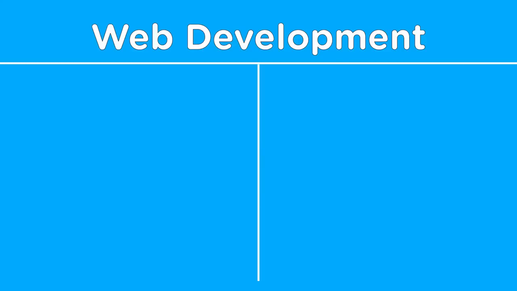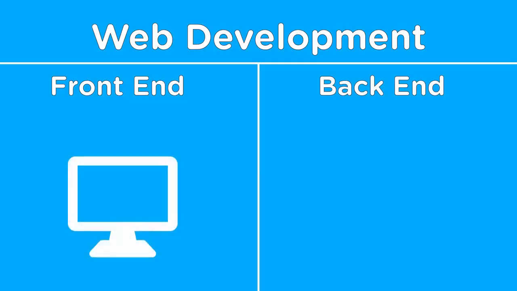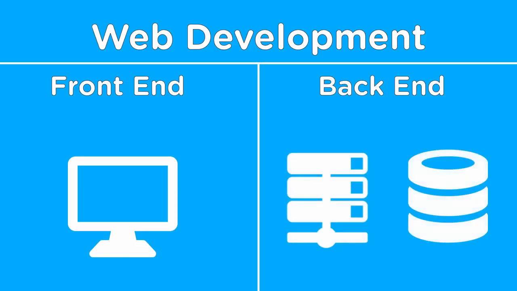As we already know, the web is made up of two main parts, the front end and the back end. The front end is concerned with presentation and is fairly easy to understand since it is what we interact with daily on the web. The back end, on the other hand, is all of the parts of the web that users do not directly interact with.